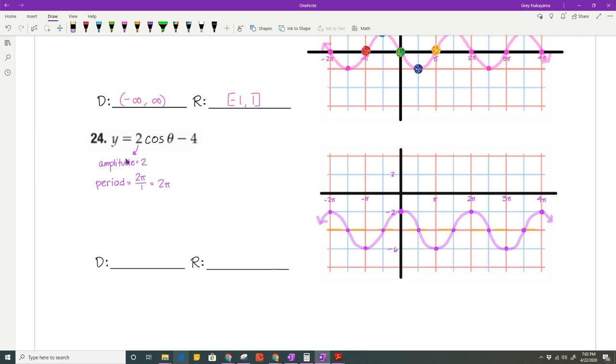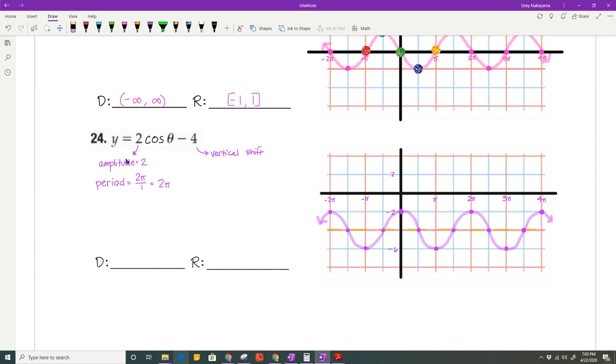Okay. Let's just talk about this 4. This 4 is not inside the parentheses, it's outside. So that means it is a vertical shift. And when it's outside, it does the same thing. Okay. And that's where I'm always going to start my graphing.